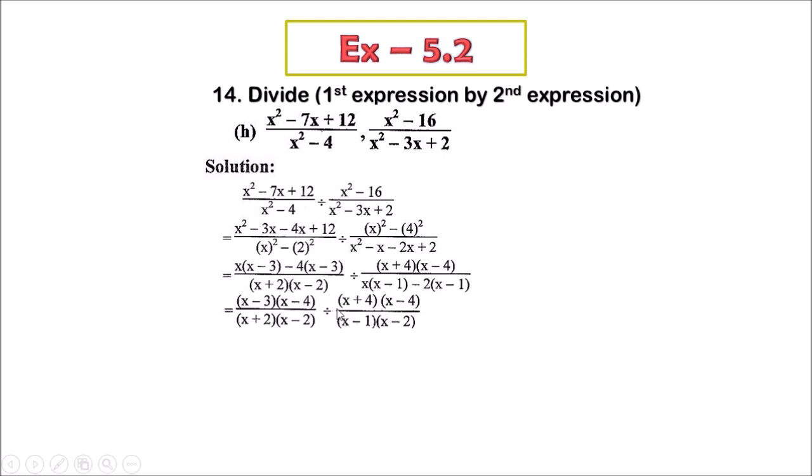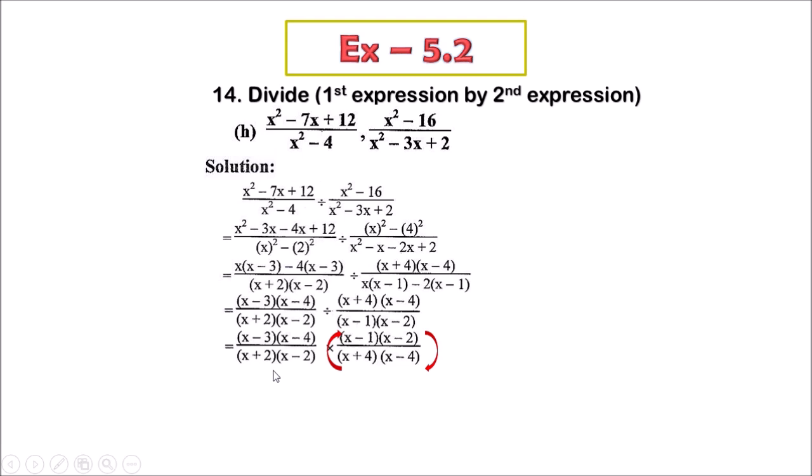Now, as it is a division sign, we have to write a multiplication sign. So I am writing the multiplication sign and the reciprocal fraction, just turning it over: the denominator x minus 1 and x minus 2 go to the numerator, and the numerator x plus 4 by x minus 4 comes to the denominator. So the numerator comes to the denominator, and the denominator goes to the numerator, just the change.